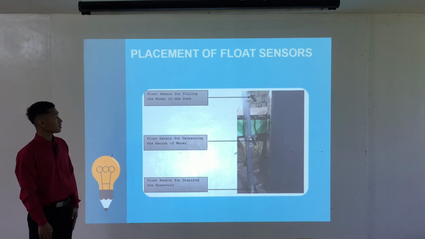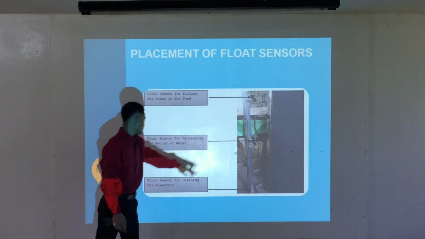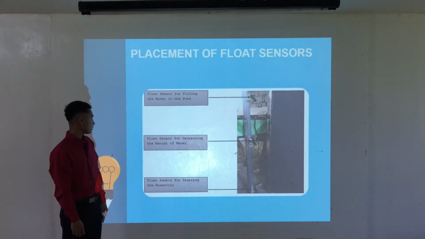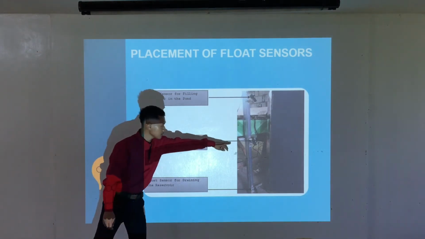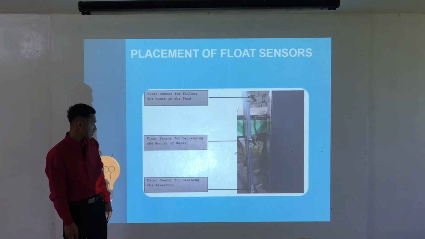So this is the placement of float sensors. The float sensor for filling the water in the pan is located here, and the float sensor for decreasing the amount of the water, and last is the float sensor for draining the reservoir.